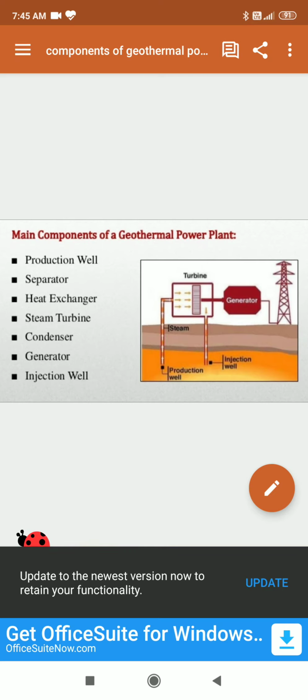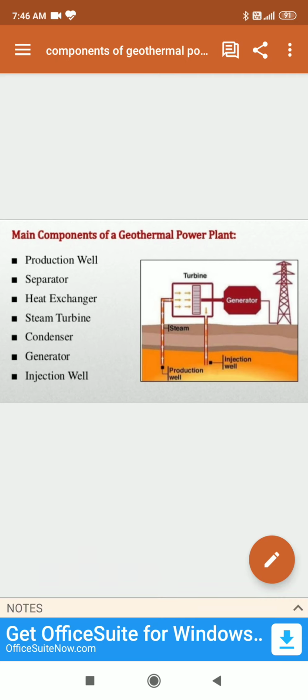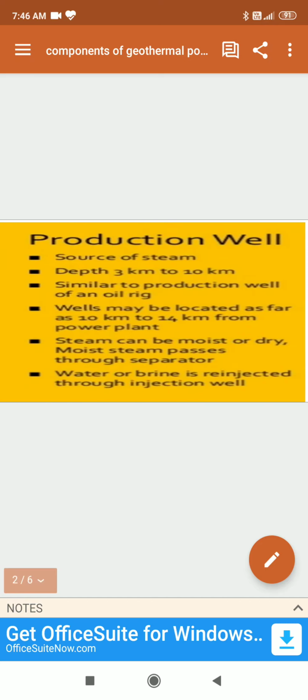So indirect use is nothing but electricity generation. Already I said. So before going to generate electricity, what are the main components of geothermal power plants? You should know. So here you can observe the main components of a geothermal power plant. First one, production well. Second one, separator, heat exchanger, steam turbine, condenser, generator, injection well. So these are the main components of a geothermal energy power plant to generate electricity.